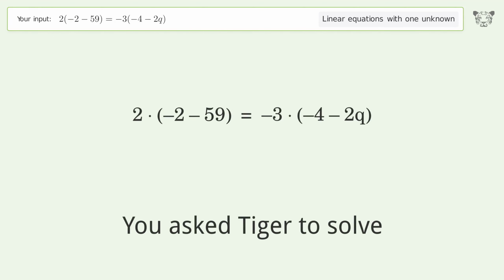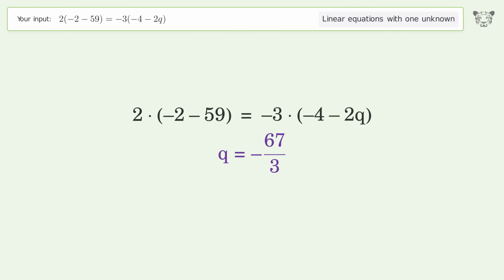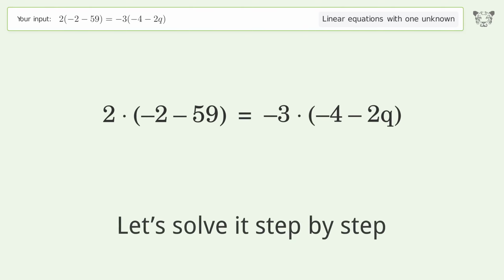You ask Tiger to solve. This deals with linear equations with one unknown. The final result is q equals -67/3. Let's solve it step by step.